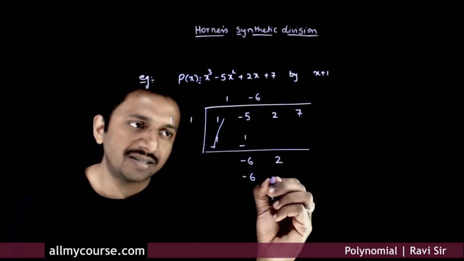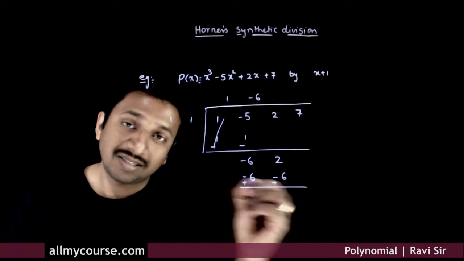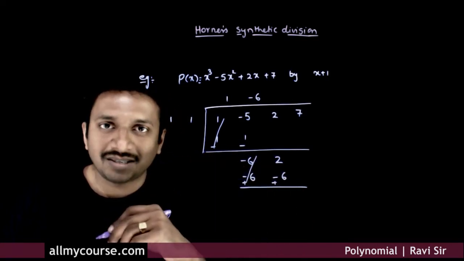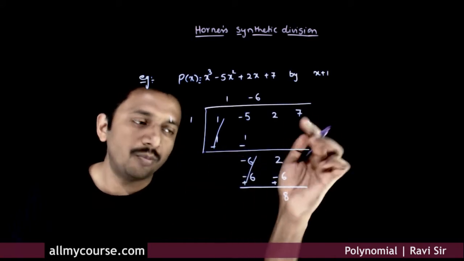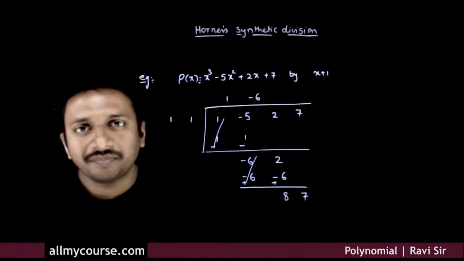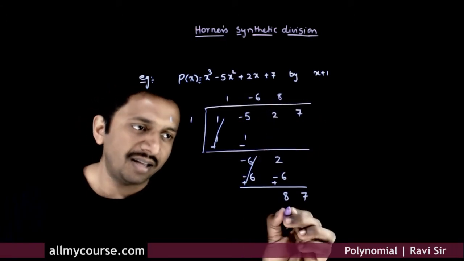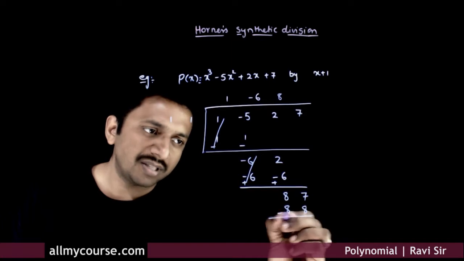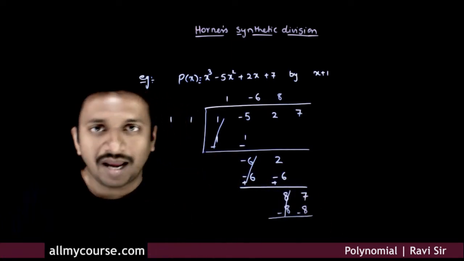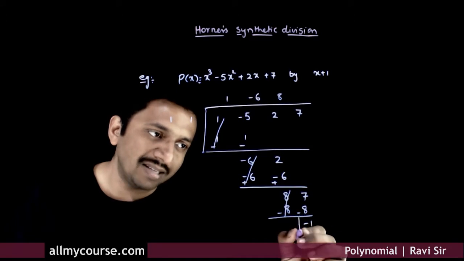1 times minus 6 again is minus 6. So you subtract again, minus 6 and plus 6 gets cancelled. So 2 plus 6 is 8, and you borrow the next number here. Again 1 8s are 8, and 1 8s are 8 again. You subtract one from the other, so 8 and minus 8 gets cancelled. 7 minus 8 is minus 1.